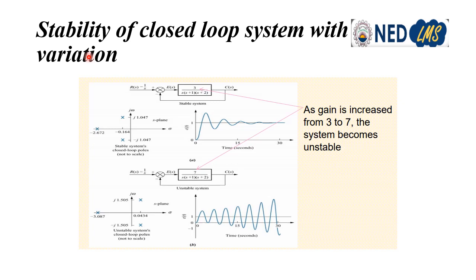Here is an example. In the first part we see the block diagram of the system, which has forward transfer function 3 upon (s plus 1)(s plus 2). When we simplify this and find the closed loop transfer function using G upon 1 plus GH, as we have discussed in the block diagram part of the lectures, our closed loop poles lie here in the left hand side of the S-plane, and its corresponding time response is this.